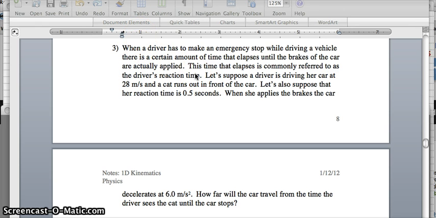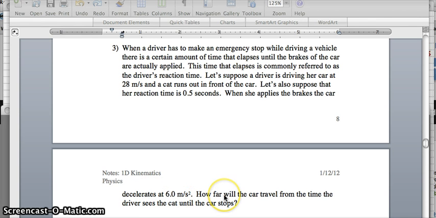It's having a driver having to make an emergency stop while driving a vehicle. There's a certain amount of time that elapses until the brakes of the car are actually applied. The time that elapses is commonly referred to as the driver's reaction time. Now let's suppose this driver is driving her car at 28 meters per second and a cat runs out in front of the car. Let's also suppose that her reaction time is 0.5 seconds. When she applies the brakes of her car, it decelerates at 6 meters per second squared.